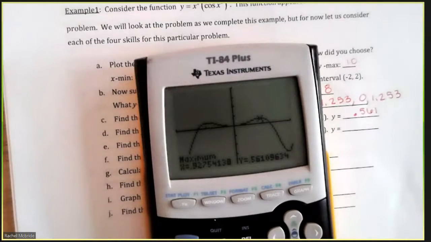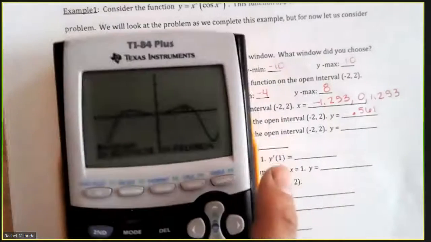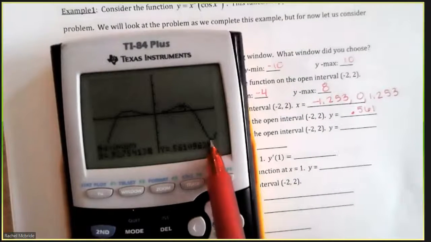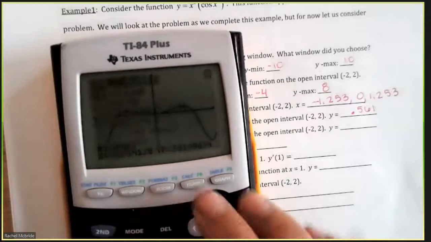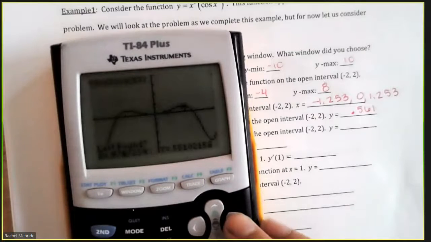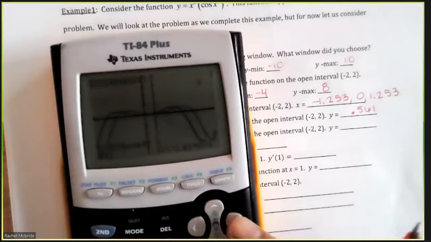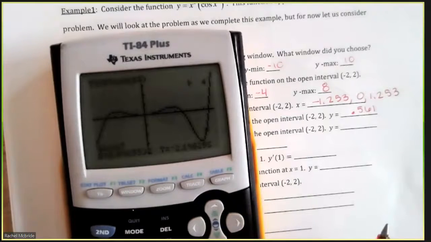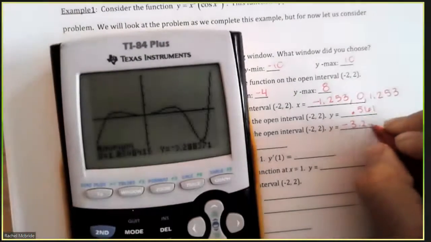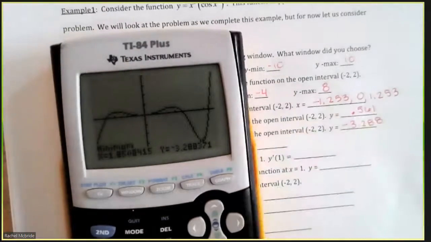And then it says find the minimum value on the open interval. So now it's a little bit different. My minimum is going to be way down there. So we're going to go to second trace. We're going to go to min. We're going to go to the left. We're going to go to the right. We're going to hit enter. And I get negative 3.288.